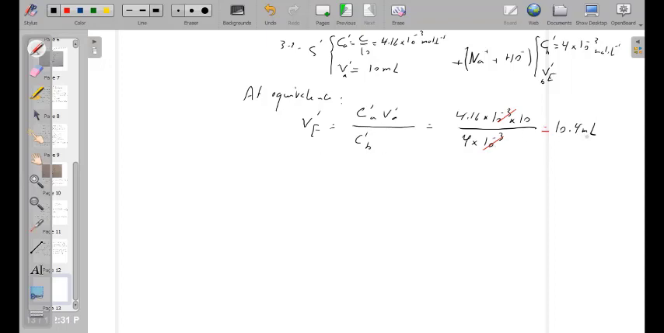So volume at equivalence remains the same. Then V'BE equals 10.4 milliliter, then pH should be equal to 7.